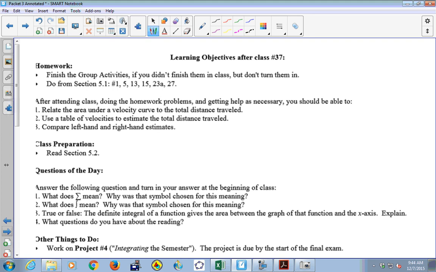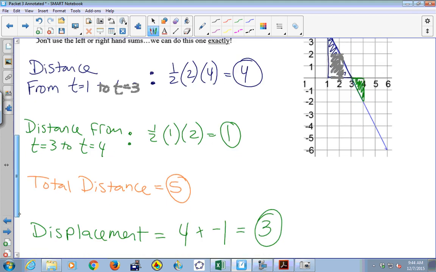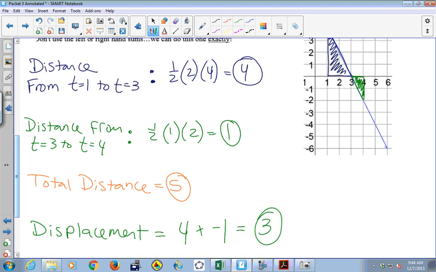Question? Yeah. Yeah, if the curve were acceleration, the area underneath it would be velocity. It's a good hypothesis.